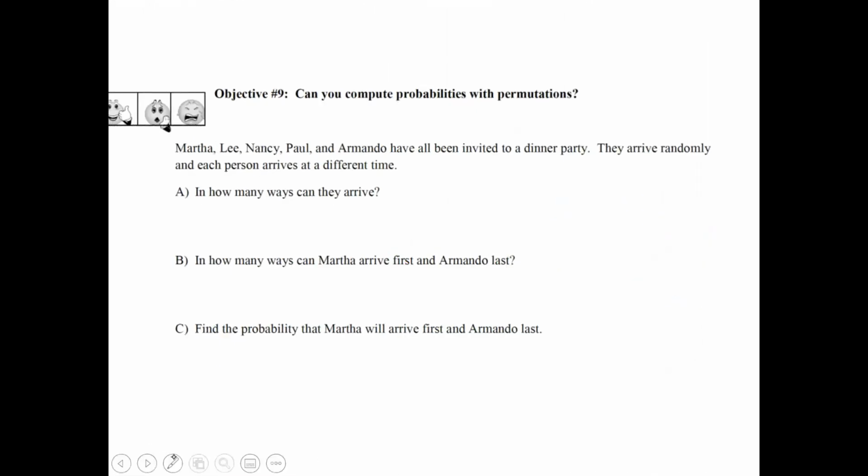All right, let's go ahead and take a look at objective number 9. So Martha, Lee, Nancy, Paul, and Armando have been invited to a dinner party. They arrive randomly, and each person arrives at a different time. In how many ways can they arrive? First off, you're going to ask how many people are invited to the party. 1, 2, 3, 4, 5. So that will be 5 factorial. You just do 5 times 4 times 3 times 2 times 1. If you multiply that together, it's 120 different ways to arrive.